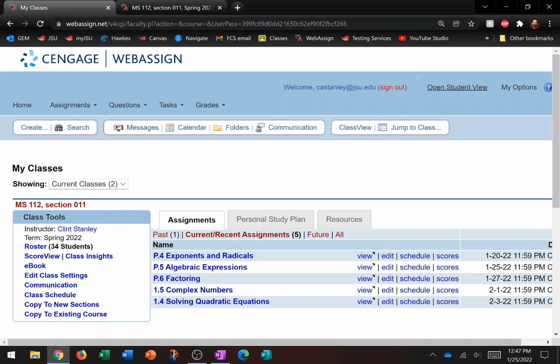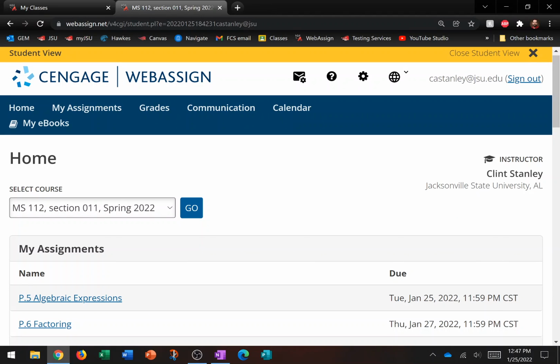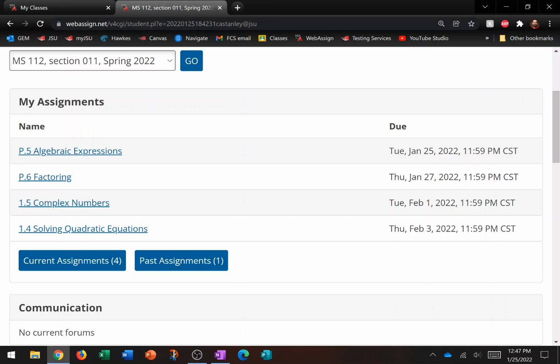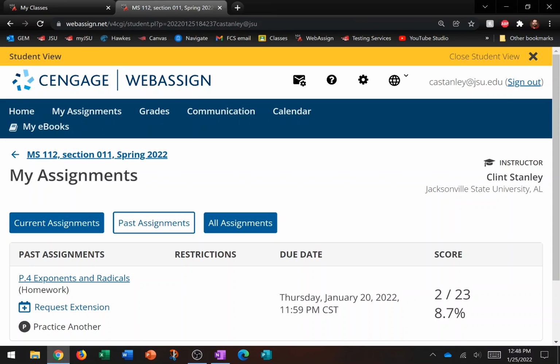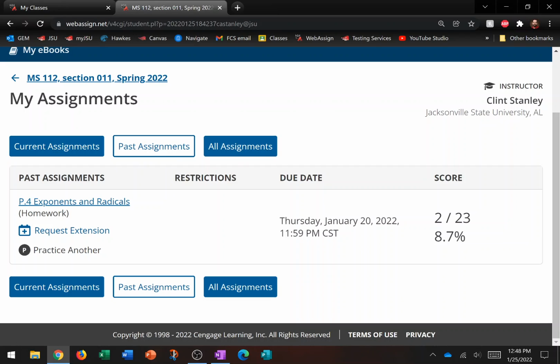Okay, and then also, something I wanted to point out in WebAssign that I don't think I had told you before: if you miss a due date on an assignment and you need to ask for an extension, on the little home screen in WebAssign, you can click on the past assignments button down here, and it'll eventually load up, maybe. And you can click request extension there. That's how you ask for an extension in here.